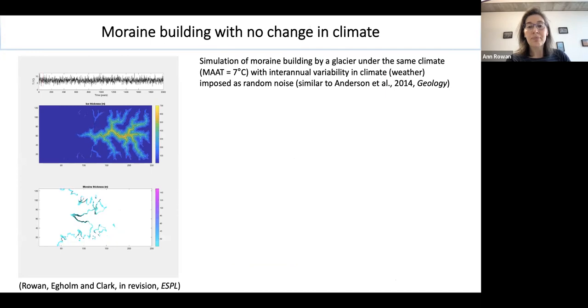So in this example, this is what happens when you take the same setup, the same steady state glacier extent, but then impose interannual variability in climate onto that fixed climate signal. So this is the climatic forcing: rather than just being a straight line of a fixed temperature, there's a little bit of variability. It's 1.5 degrees as a standard deviation of mean annual temperature every year. And that's meant to represent not a change in climate, but interannual variability in weather between each year. So some years are a little bit warmer, some are a little bit colder. And to see what that means in terms of moraine building.